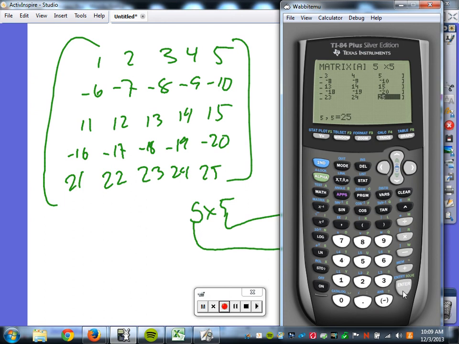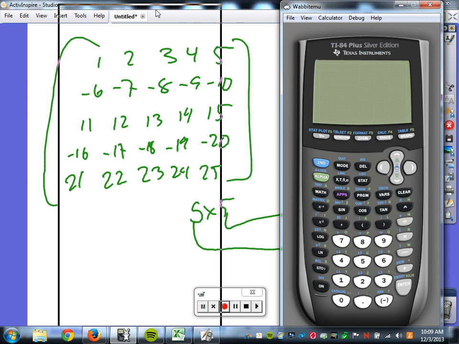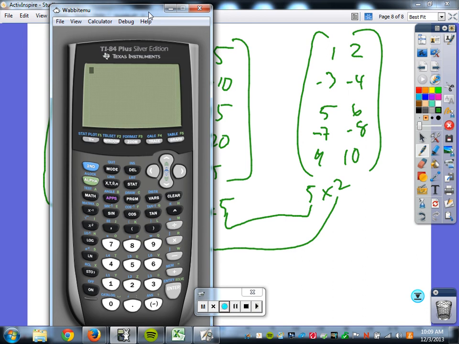You remember doing that? Okay. Everybody good? Okay, so now hit second, quit. Get out of there, go back to your main screen. Now go back into your matrix. Go to matrix again. Notice we have our 5 by 5. It says that it's there.